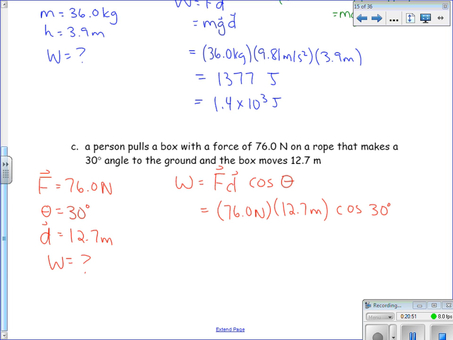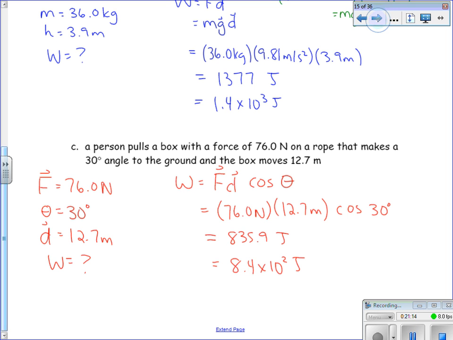I think on a previous part of the slide I said sine 0 is equal to 1. That's not correct. It was cos 0 is equal to 1. I mixed up my trig ratios there, so just ignore that part. And this gives us 835.9 joules, or with sig digs, 8.4 times 10 to the 2 joules.